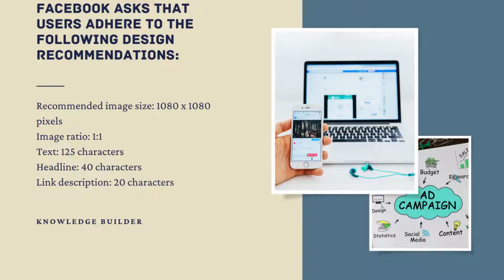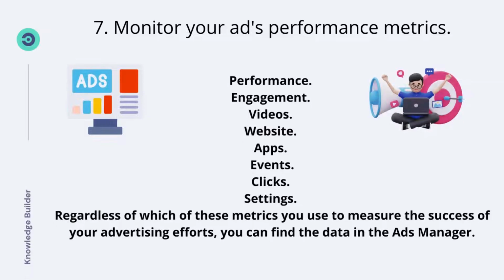7. Monitor your ads' performance metrics. Once your ads are running, you want to keep an eye on how they're doing. To see the results, you want to look in two places: the Facebook Ad Manager and your marketing software. According to Facebook, here are some of the key metrics to look for and their definitions. Performance can be customized further to include metrics like results, reach, frequency, and impressions. Engagement can be customized further to include metrics like page likes, page engagement, and post engagement. Videos can be customized further to include metrics like video views and average % of video viewed.